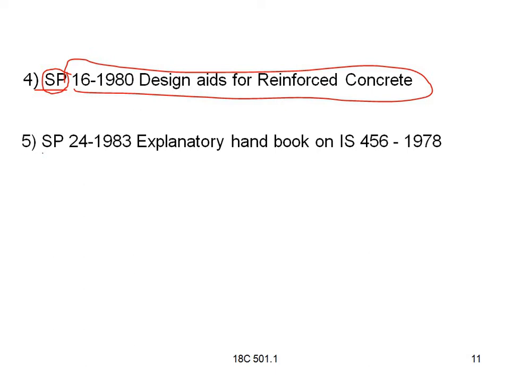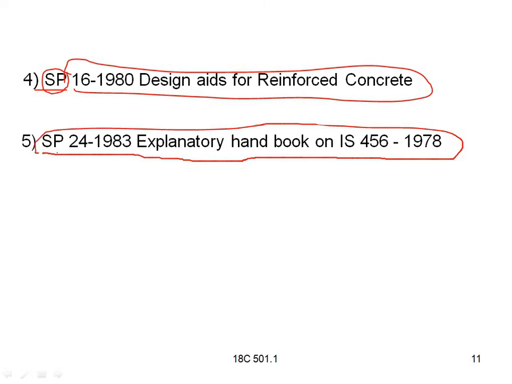And Standard Publications SP 24 1983 is used for the explanatory handbook on IS 456 1978. So this is a code book which is derived from the Standard Publications SP 24 1983. So we will have the RCC code book handbook, which has the explanatory notes.